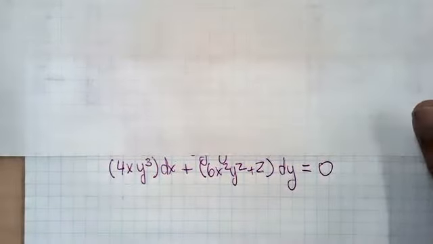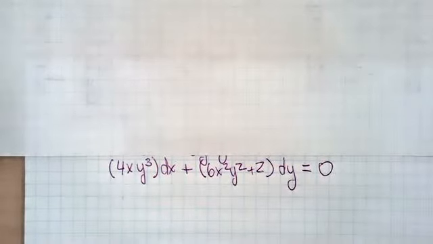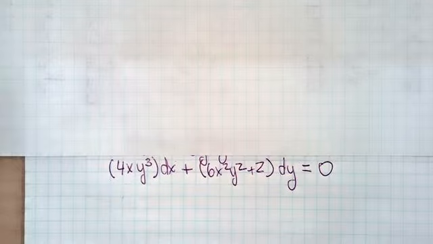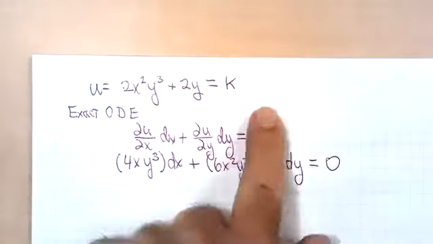And the question that you would have to solve is this. Number one, is this an exact differential equation? That's the first question. Number two, if it is an exact differential equation, can I figure out what u is? And if the answer is yes, it's exact, and yes, I can figure out what u is, then the solution would be u equals a constant.